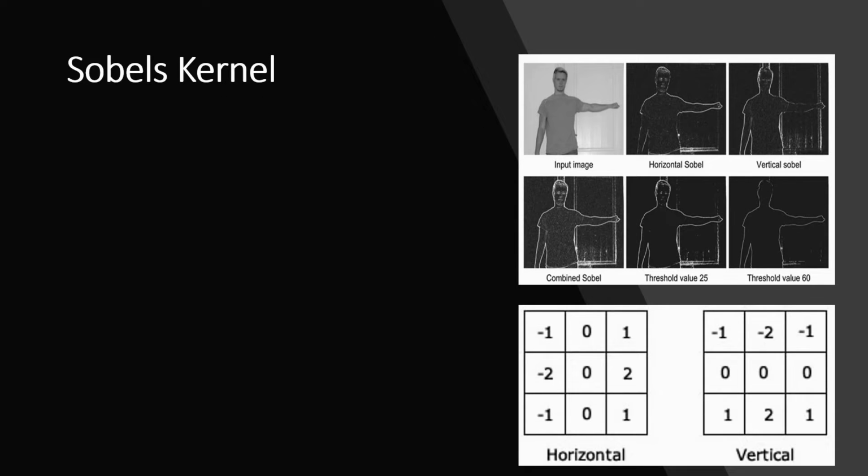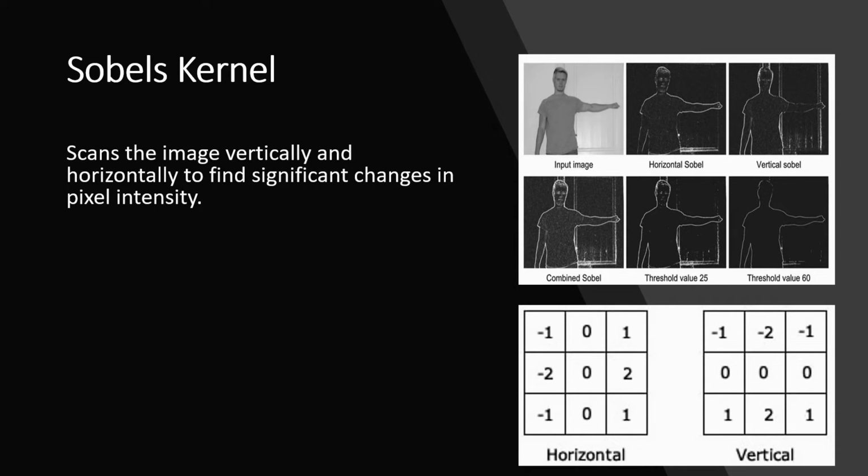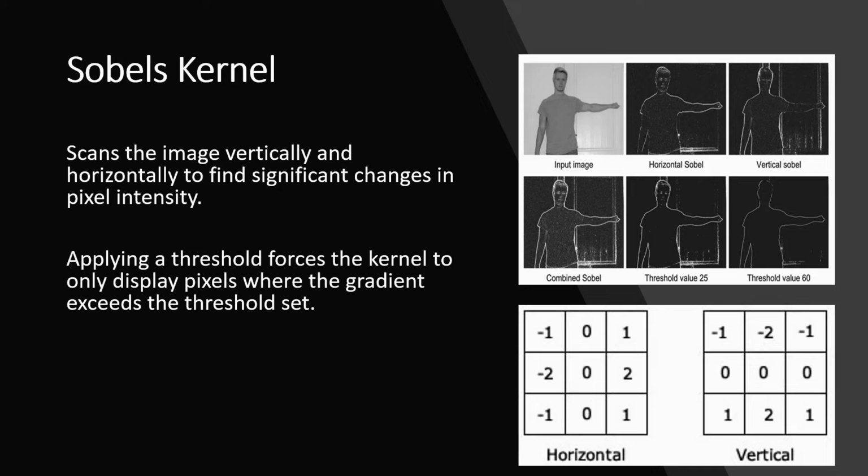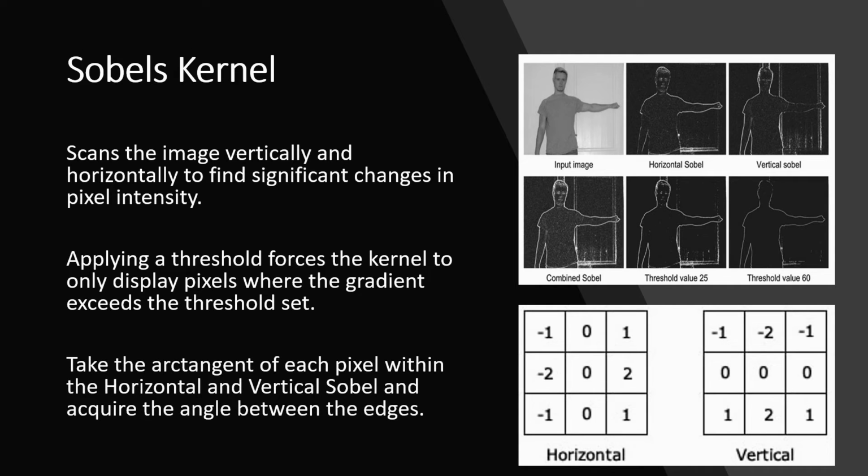Sobel's kernel scans the image vertically and horizontally to find significant changes in pixel intensity. The higher the variance, the brighter the output. Applying a threshold forces any variance below the threshold to 0. Since we have both pixel intensity change horizontally and vertically, I create a new image whose pixels are the arctangent of the kernels. This new image represents the angle between the horizontal and vertical edge detection Sobel kernels.